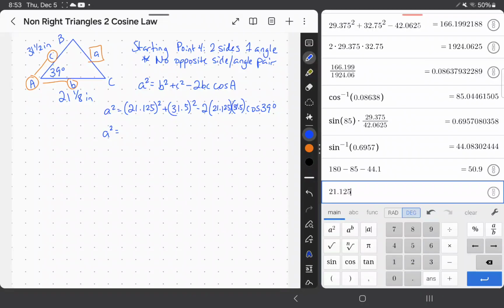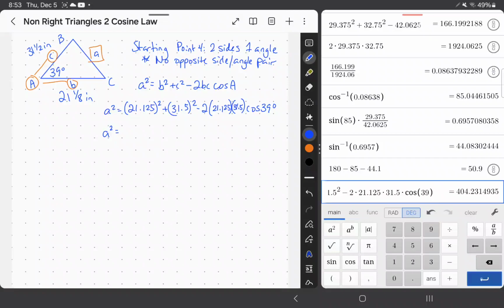So 21.125 squared plus 31.5 squared minus 2 times 21.125 times, you could use brackets here if you like to do that in the calculator, and then times cosine of 39 degrees. I'm just going to point out here that I do have the Desmos calculator in degree mode. So if you were struggling with decimals from the calculator last question, do check over your calculator.